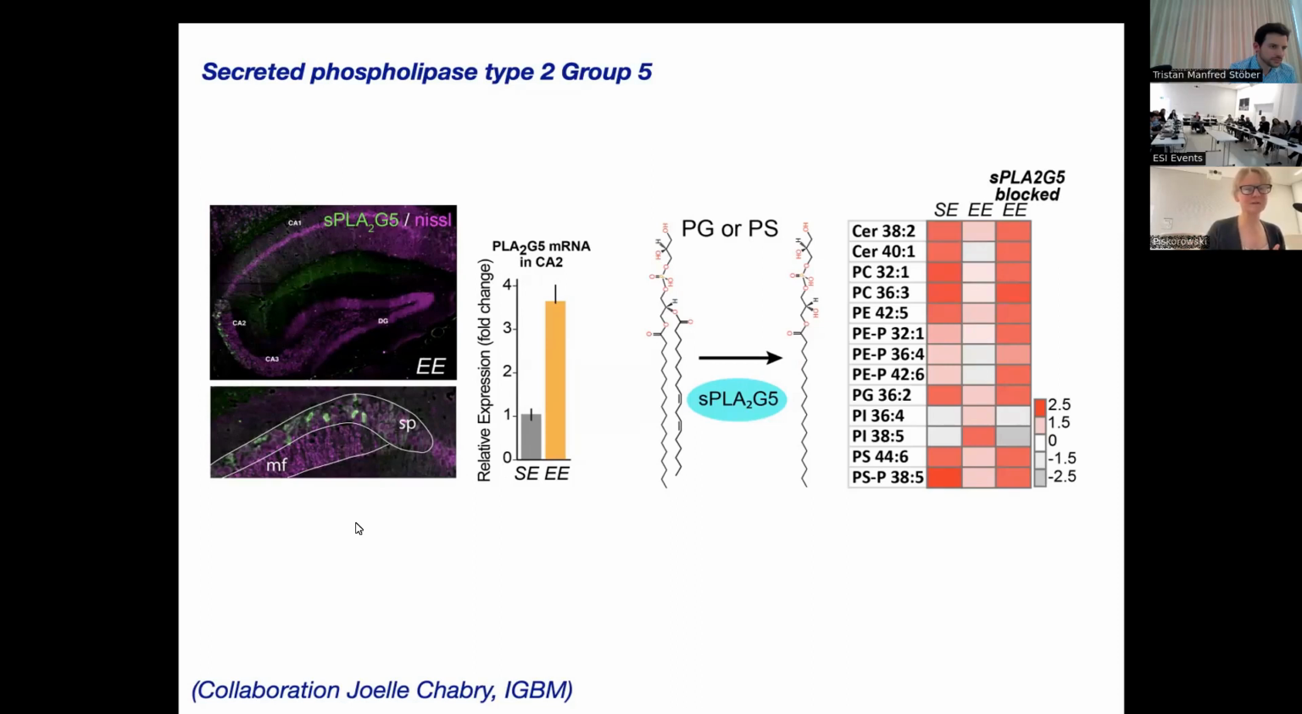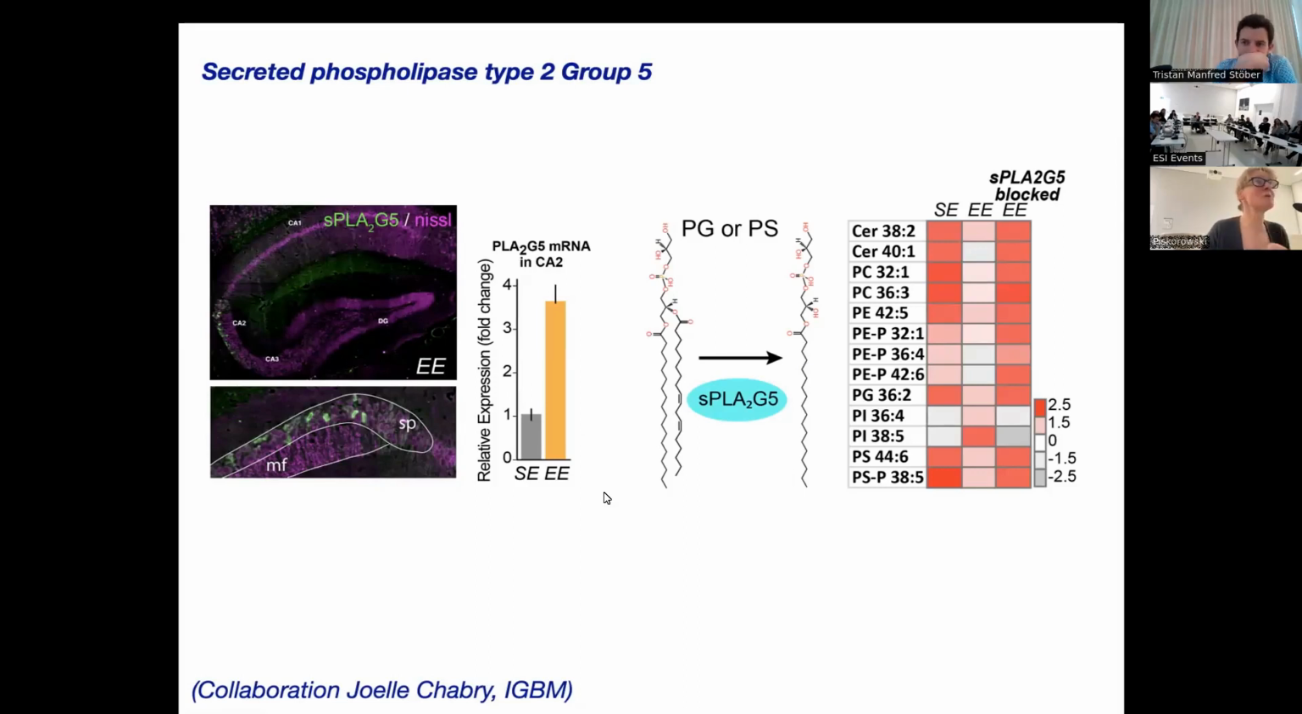She wasn't looking for CA2, it just kind of jumped out at her that if she puts mice for 3 weeks in an enriched environment, she sees a very specific increase in the secreted phospholipase in CA2 in the hippocampus. She was really surprised. She sent me these images. She's like, oh my God, do you know about CA2? And I was like, yay, I think we found something. And using biochemical methods, she could detect different RNA expression of this secreted phospholipase.